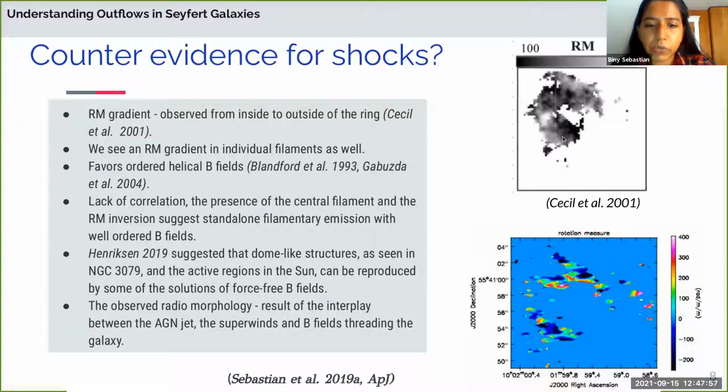So it was pointed out by Henriksen that such dome-shaped structures in the active regions in the Sun could be reproduced by some of the solutions of force-free magnetic fields in the galaxy. So we conclude that while the electron population itself is being majorly fed by the jet, the entire morphology is probably a result of an interplay between the jet and the superwinds, and also the large-scale magnetic fields that are threading this galaxy.